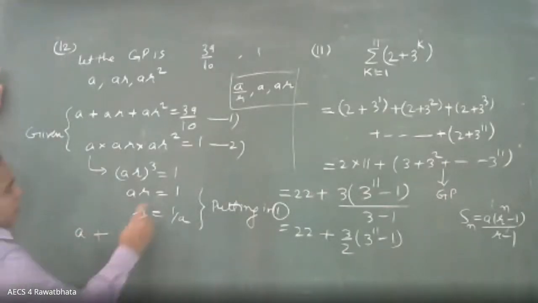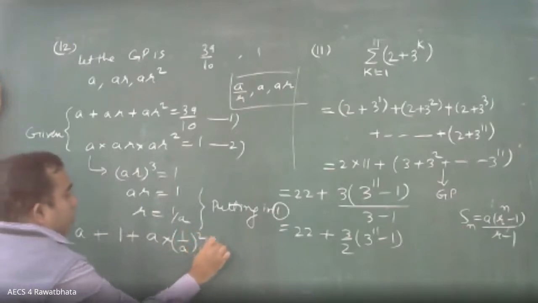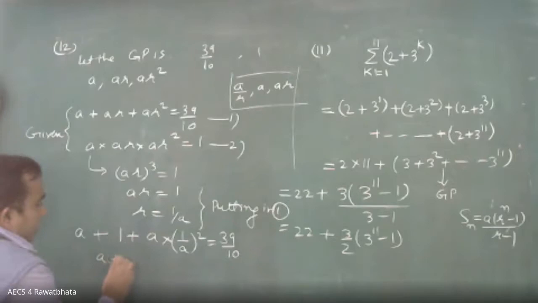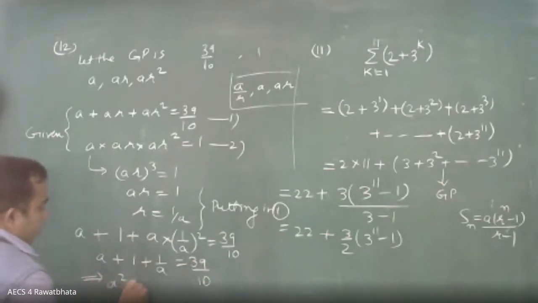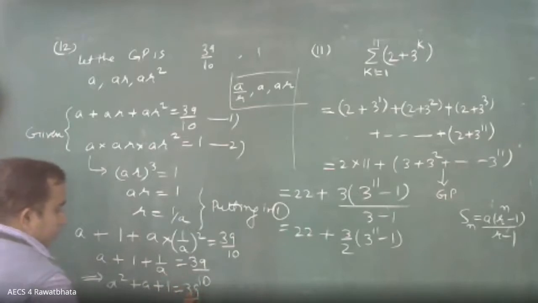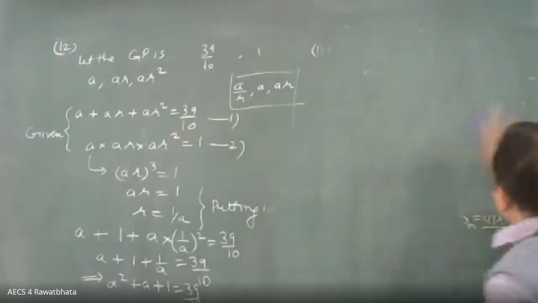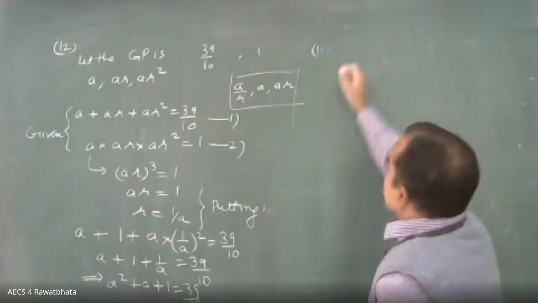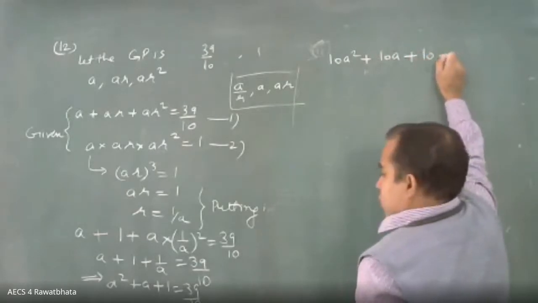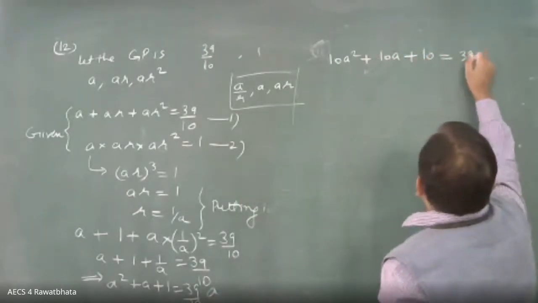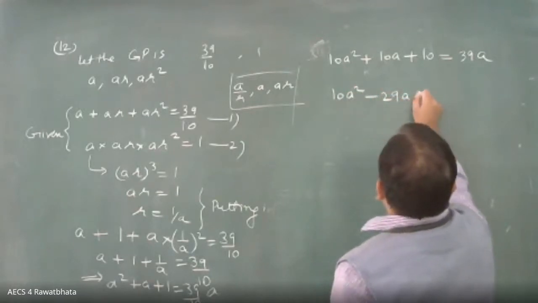So a as it is plus ar is 1 plus a, and r can be replaced by 1 upon a, and r square. Equal to 39 upon 10. Now let us simplify it. a plus 1 plus 1 upon a equal to 39 upon 10. And this becomes a square plus a plus 1 equal to 39 upon 10, times a. Help me in factorization. This becomes 10a square plus 10a plus 10 equal to 39a. So this becomes 10a square minus 29a plus 10 equal to 0.